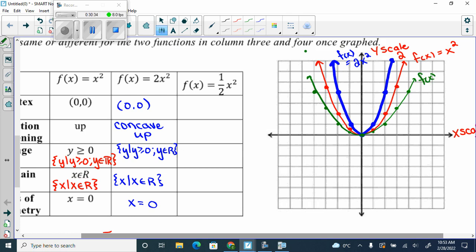And this one is f of x equals 1/2 x squared. So it literally just made it wider. That's it. Correct? So does that change my min or my max? No. Does it change my axis of symmetry? No. Does it change my vertex? No. Does it change my range? No. My domain? No. It just makes it wider. So all these are going to stay the same. (0, 0). Concave up.